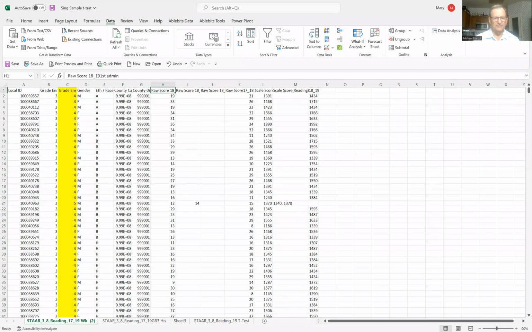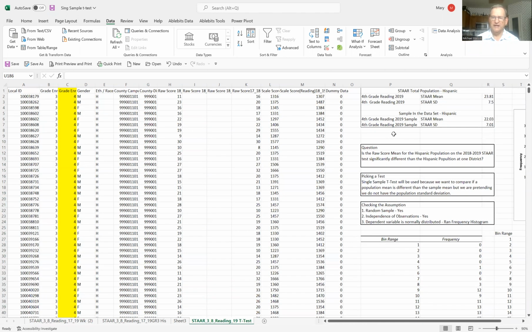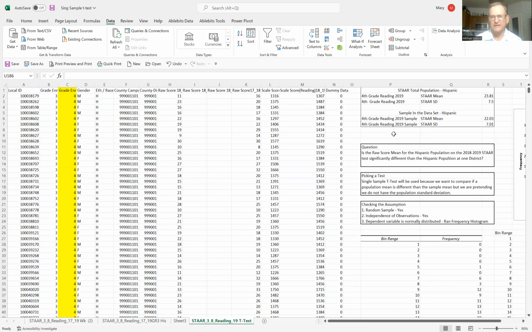And then at that point, I eliminated all of the non-Hispanic fourth graders because the question that I had was whether the raw score mean for the fourth grade Hispanic population on the 2018-19 STAR test was significantly different than the Hispanic population at this one district.